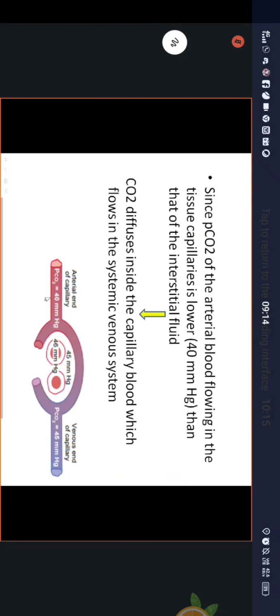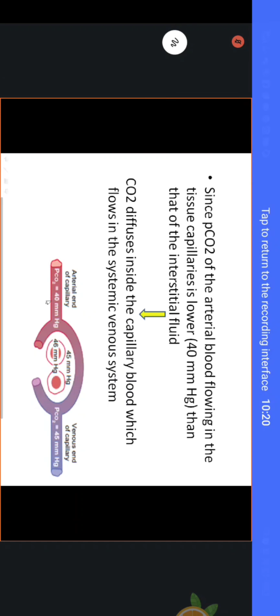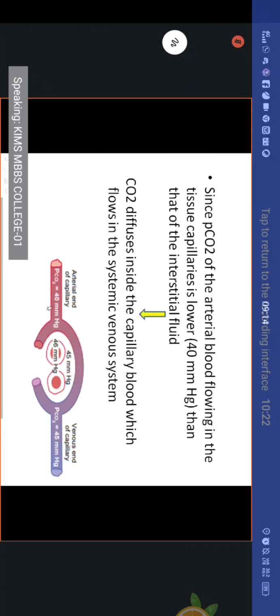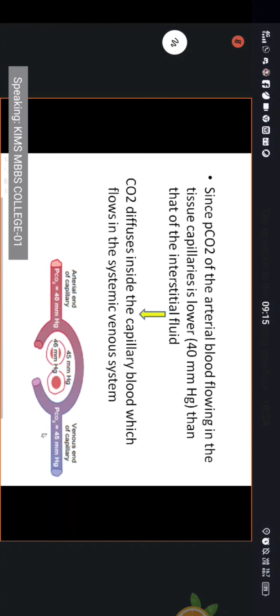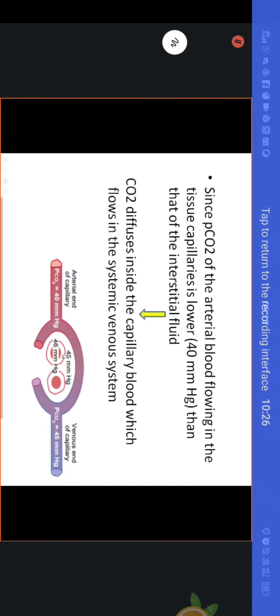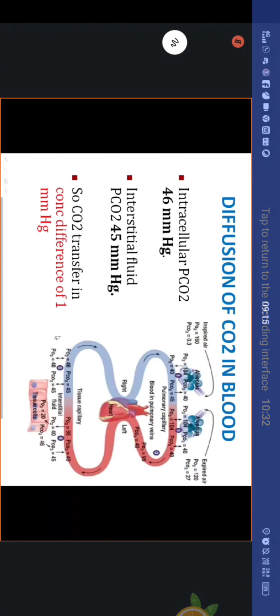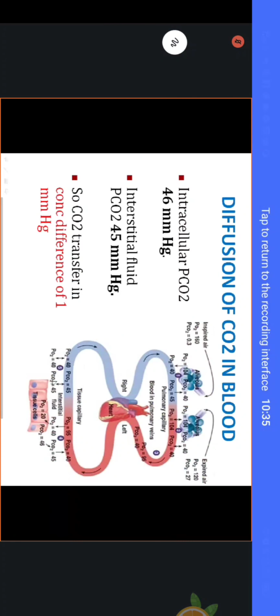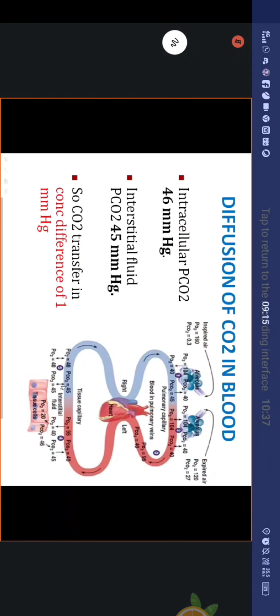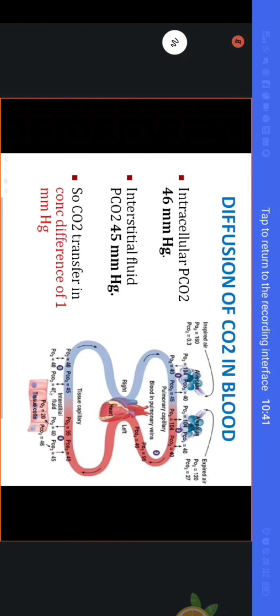So in capillaries also, as I told earlier, the arterial end of the capillary has PCO2 of 40 mmHg, whereas the venous end has 45 mmHg. Whereas the interstitium has 45 mmHg. That means usually what will happen here? The venous end is equal to the interstitial fluid. So there won't be any diffusion of carbon dioxide into capillaries.